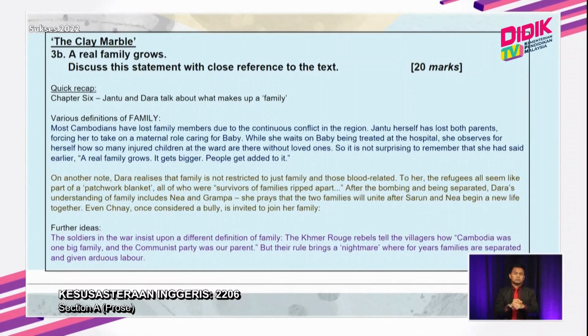So what's a real family then? I've got there in different colors, as you can see, different definitions of family that are portrayed, conveyed in the text. Most Cambodians feel that they've lost family members. So for them, their families are now incomplete. For Dara, she might have a different picture.